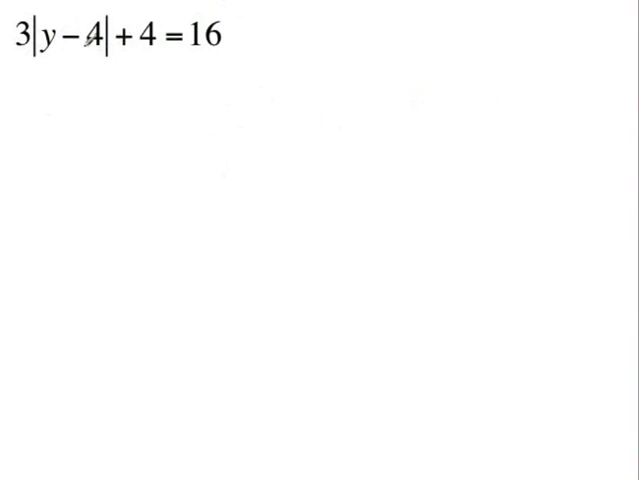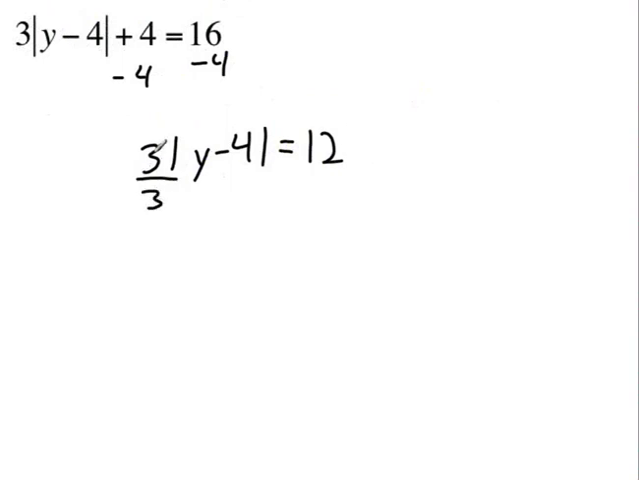So, to get the absolute value by itself, we have to first subtract 4 from both sides. That gives us 3 times the absolute value of y minus 4 equals 12. Now we need to divide by 3 because this 3 is multiplying by the absolute value. The way to undo multiplication is we divide. So I'm going to divide both sides by 3. That goes away, so you get the absolute value of y minus 4 equals 4.